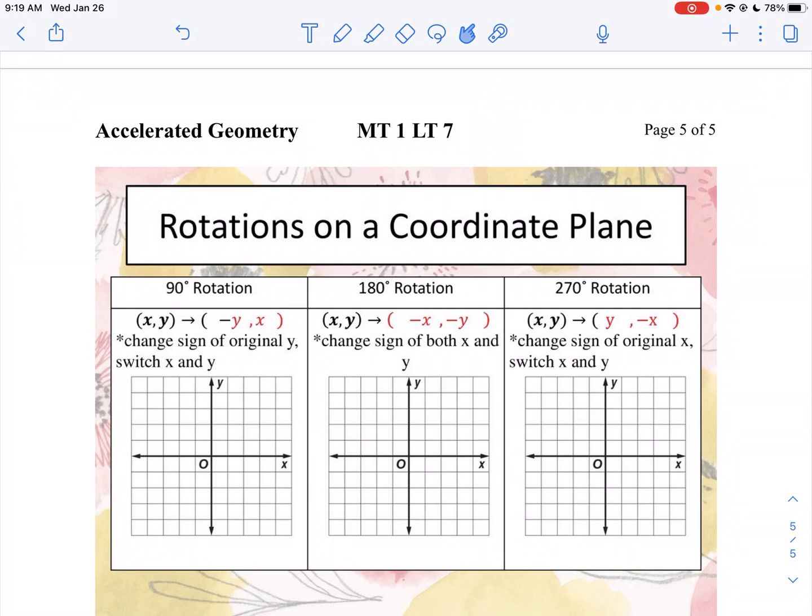First off, rotations in the coordinate plane. Let's do a little review here. There's a positive direction and a negative direction. In math, positive direction is counterclockwise, because if I think back to my coordinate plane, this is quadrant 1, here's 2, 3, and 4. So when we go counterclockwise, that's positive.